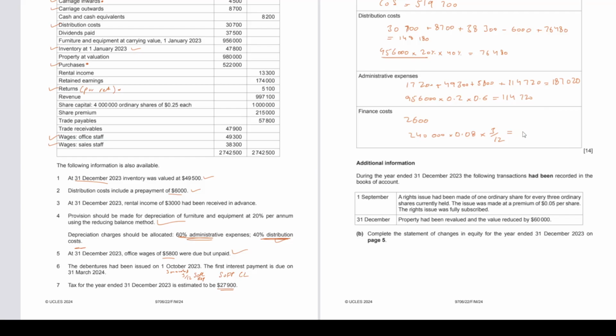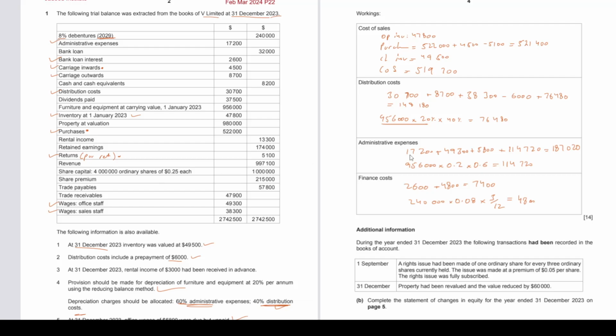Let's see. 240,000 times 0.08 times 3/12. 4,800. They've told you this is unpaid, so just be careful later on. 4,800 plus 2,600, that's 7,400. Okay. Are we missing something? I really hope we're not. Moving on.